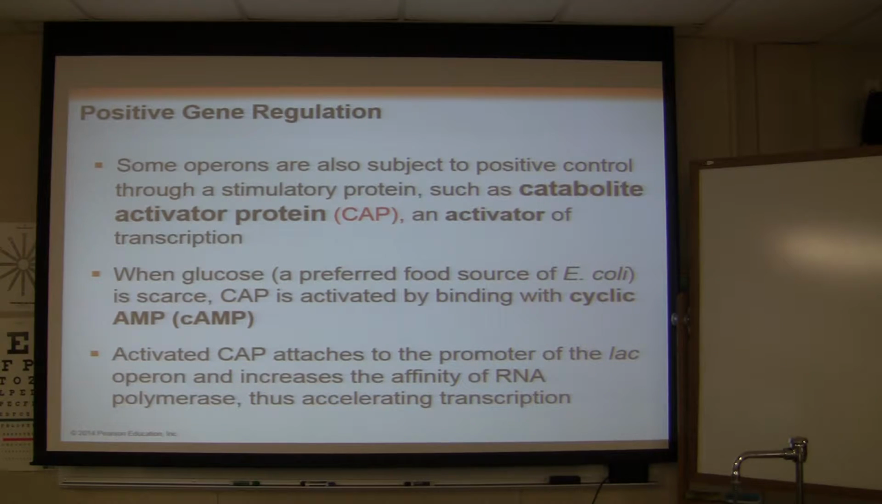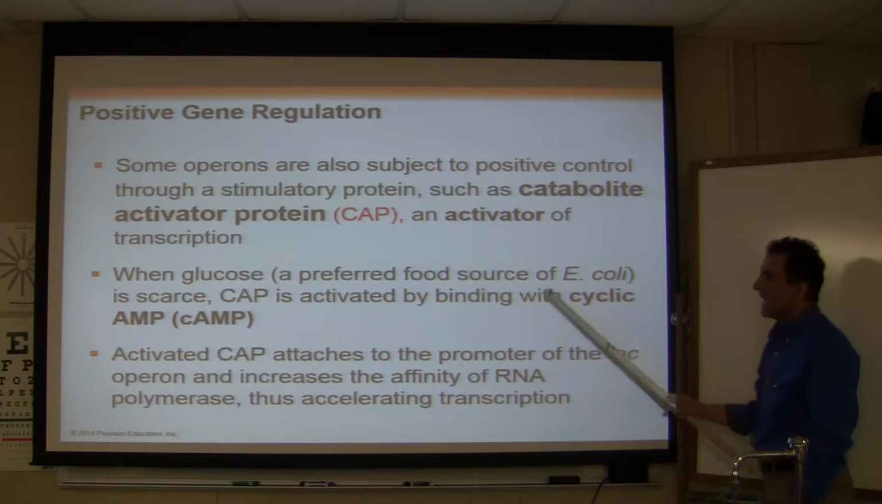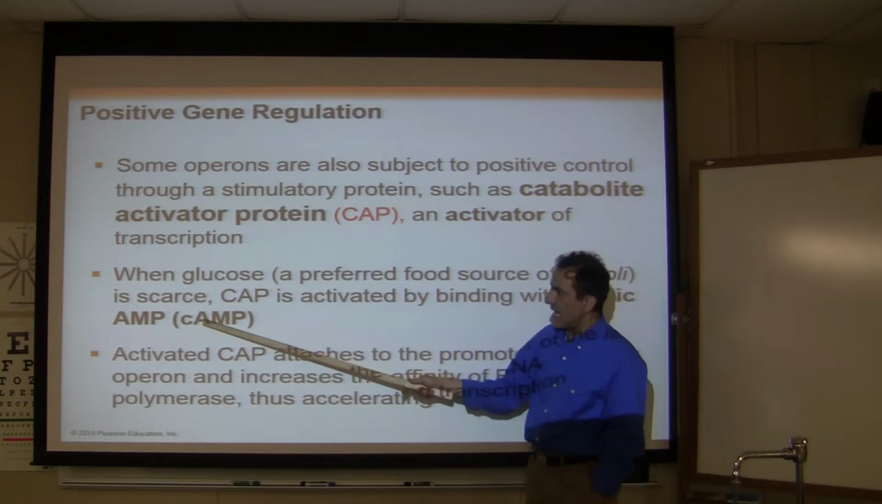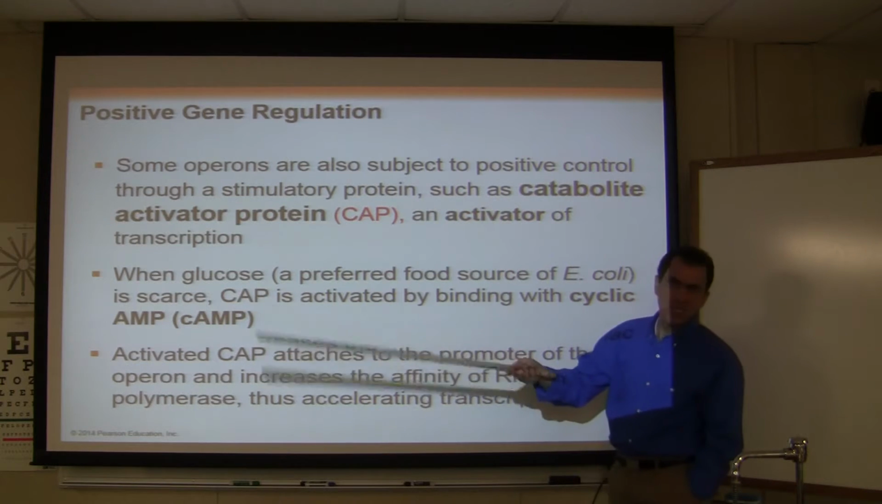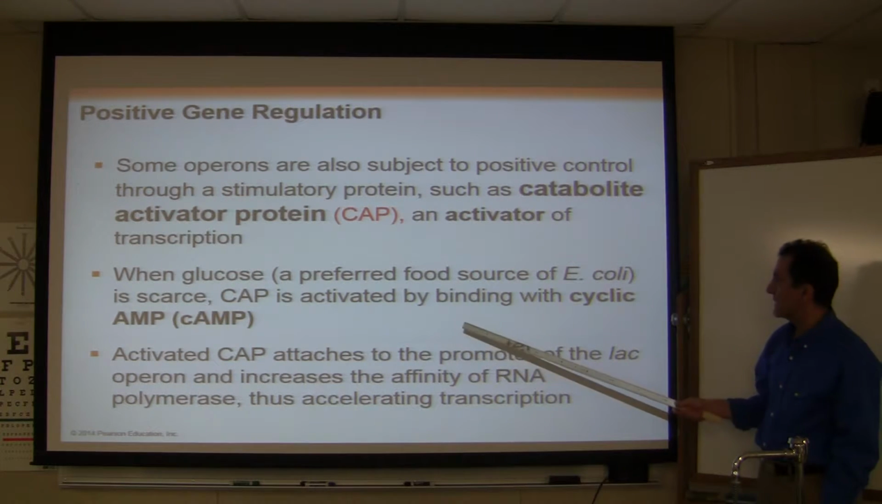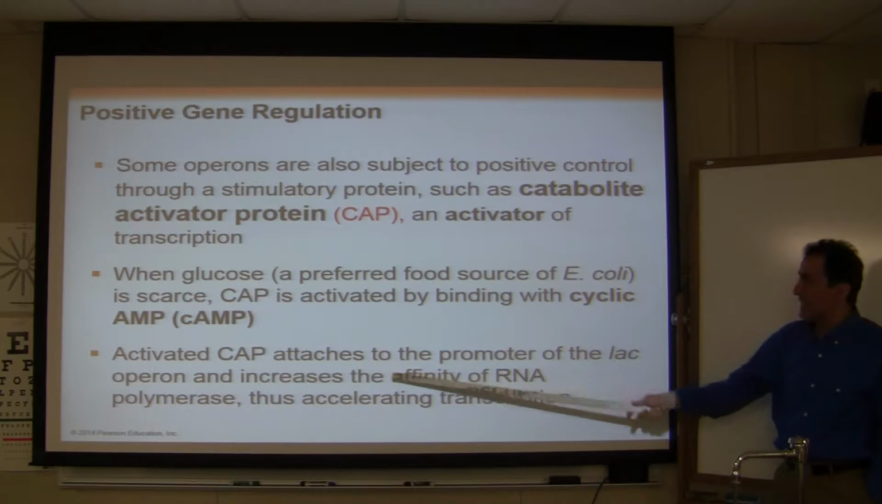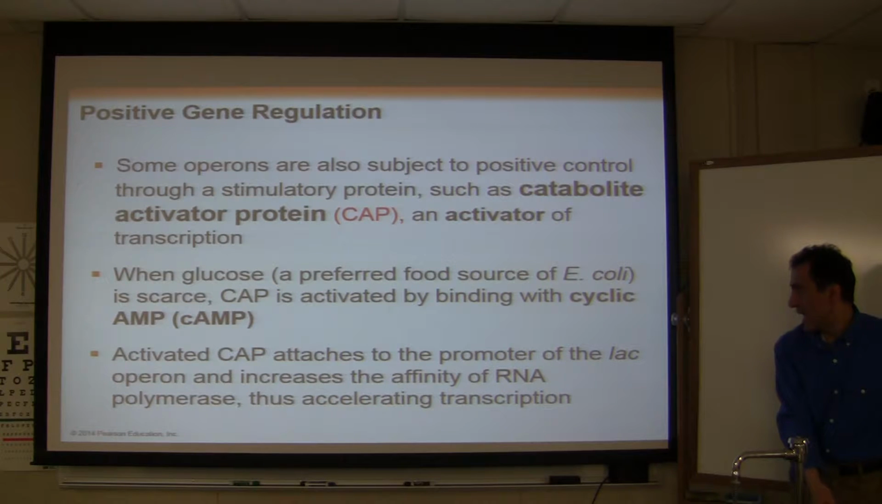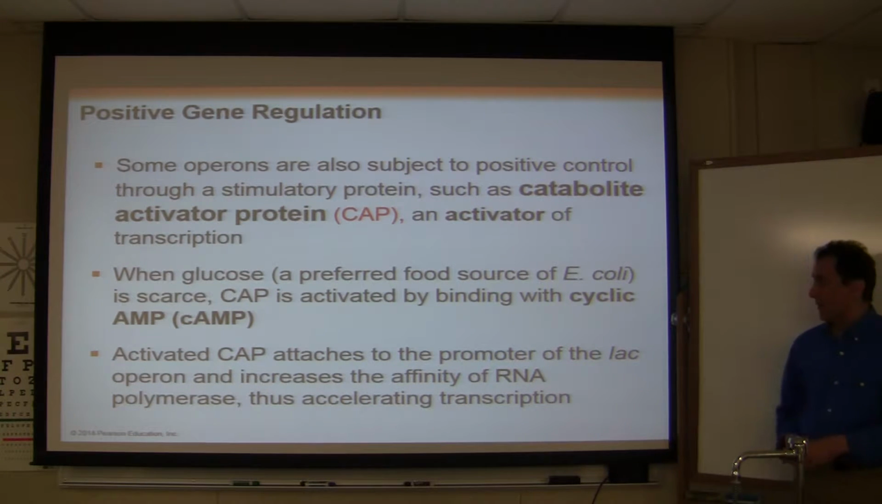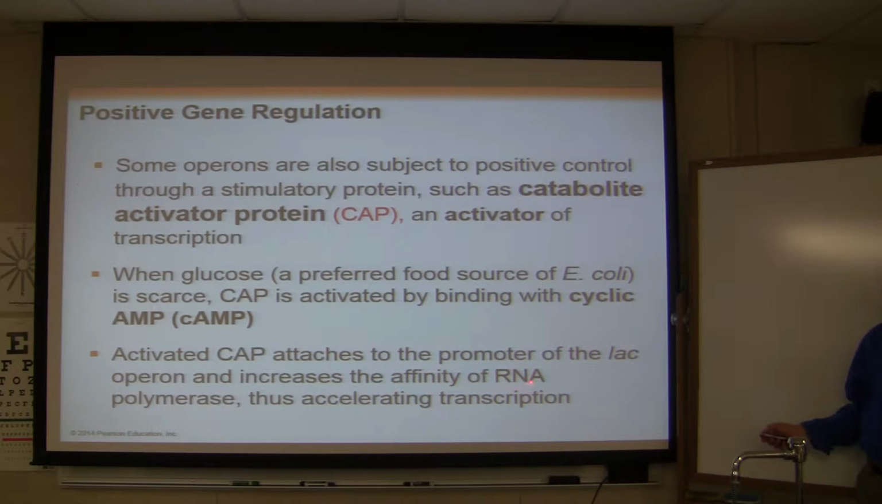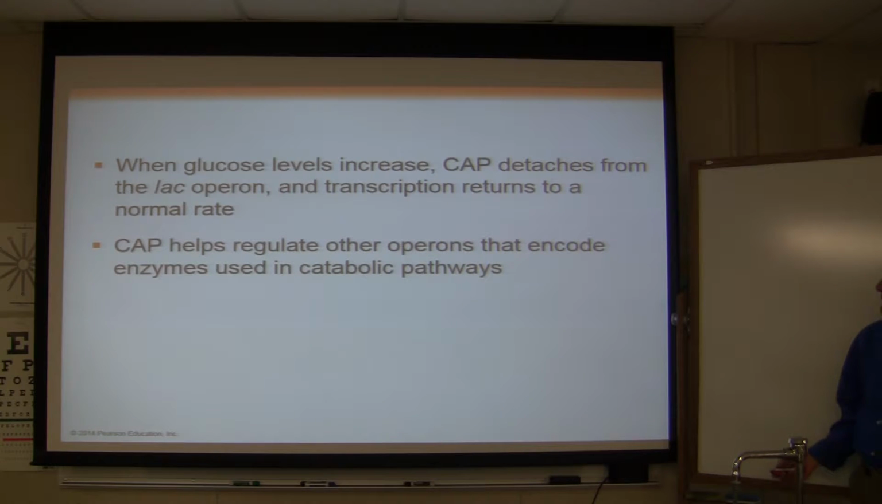ATP. Very good. Cyclic AMP, they call it cAMP, was made from ATP, something you know from the past. Binding with cyclic AMP, and I'll show you some pictures in here. Activated CAP attaches to the promoter of the lac operon and increases the affinity of RNA polymerase, thus accelerating transcription, and that is a positive one. When glucose levels increase, CAP detaches from the lac operon and transcription returns to a normal rate.